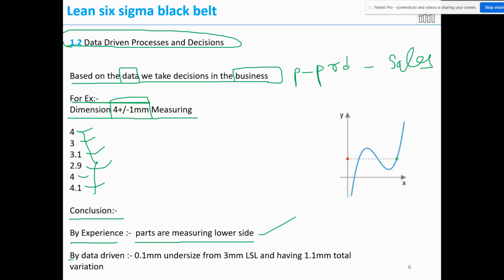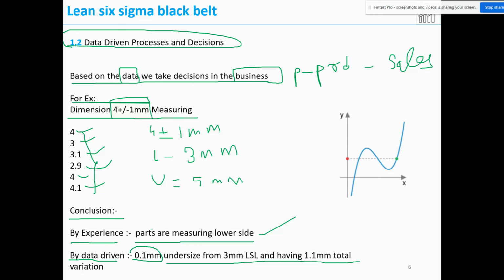So what if we analyze the data in a data driven way? By data driven, you would say 0.1 mm undersize from 3 mm, that is LSL, and having 1.1 mm total variation. This is the exact thing when you use data driven processes. So the spec is 4 plus or minus 1 mm. What is LSL? The lower limit will be 3 mm, the upper limit will be 5 mm.